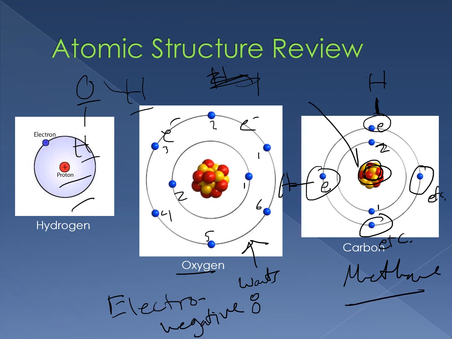Okay, I digress. Inside the nucleus are protons. They're positively charged. There are also neutrons. Atoms can occasionally lose electrons. They can also occasionally gain electrons. And that's what we're going to be mostly interested in now.